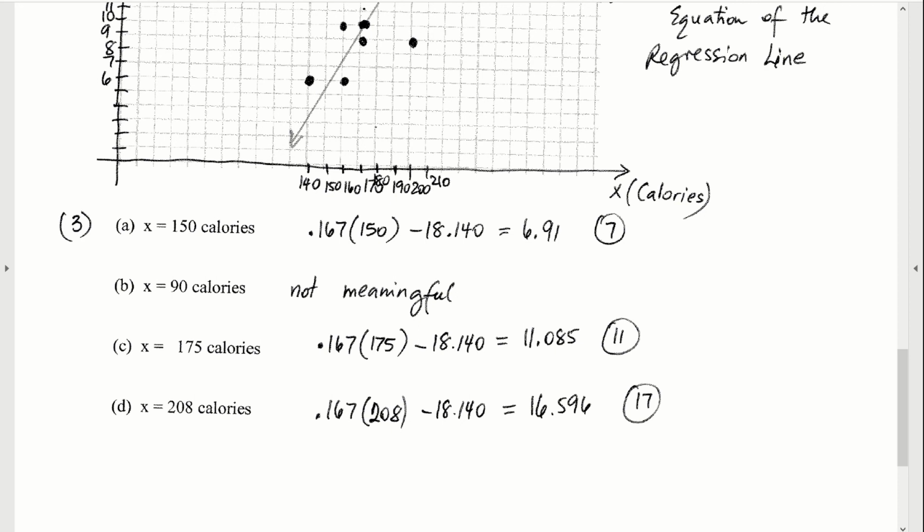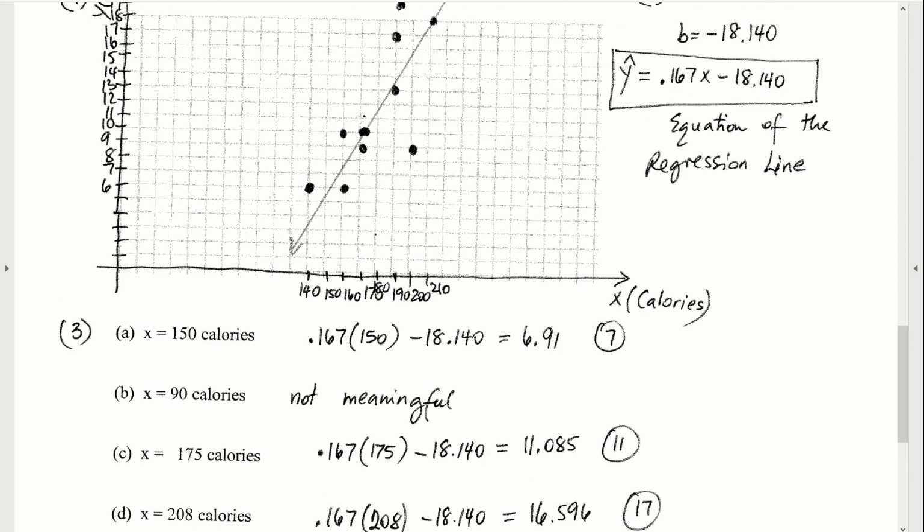For example, 150 would fall in that range, so we can do a prediction. Everywhere I see an x in my regression equation, I would put 150. This is going to be 0.167 times 150 minus 18.140, which would give us 6.9. So an item that contained 150 calories, we would expect it to have around 6.9 grams of sugar.